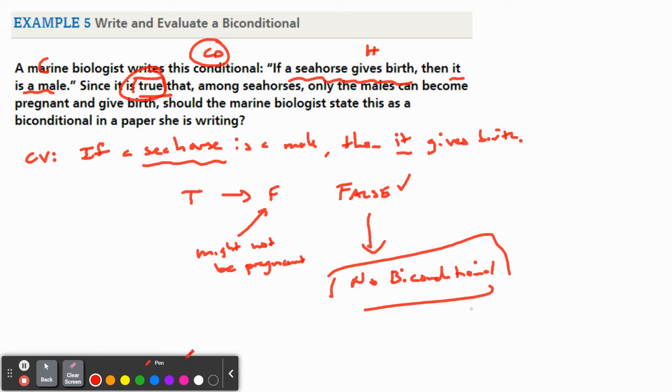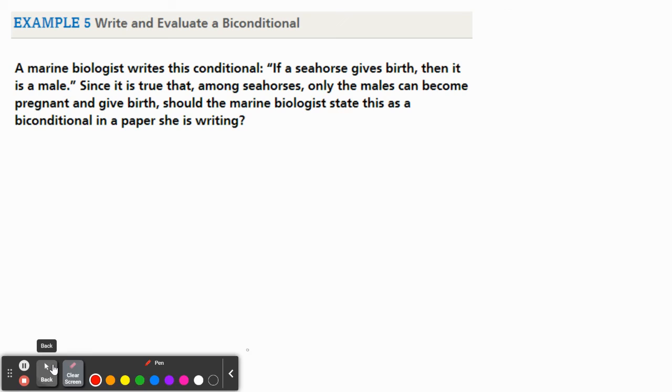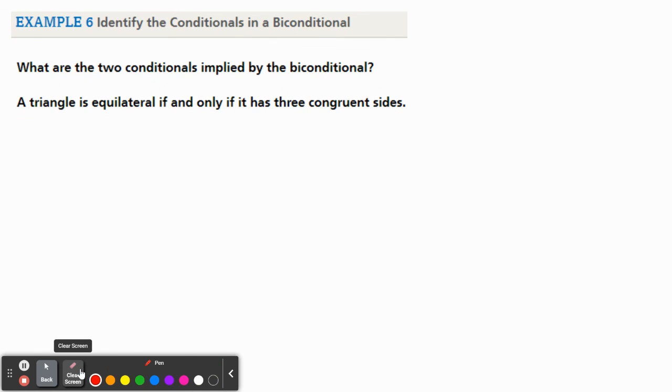Okay, last one here. I know these writing statements can get kind of long. Sorry about that. Identify the conditionals in a biconditional. What are the two conditionals implied by this biconditional? A triangle is equilateral if and only if it has three congruent sides. So these are your magic words, if and only if. So this is your P, your hypothesis. This is your Q, your conclusion.